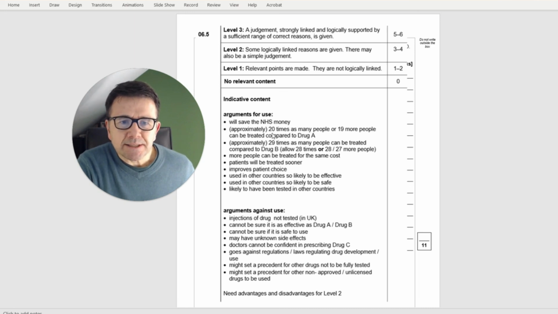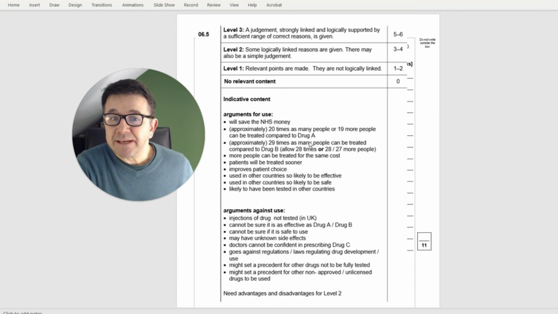And then here's some data. So you could say that 20 times as many people or 19 more people can be treated compared to drug A. Now some of you gave figures, so you actually worked out how many extra people could be given the drug, which is good. Also 29 times as many people can be treated compared to drug B, so that's comparing C with A and B. So you could also say more people are treated for the same cost, patients are treated sooner, improves patient choice, used in other countries, so it's likely to be effective, and also it's likely to be safe.